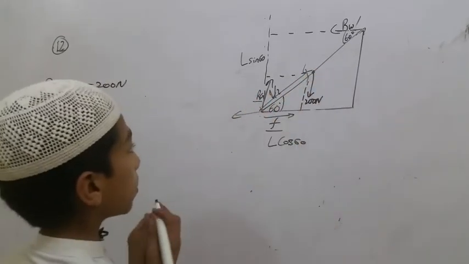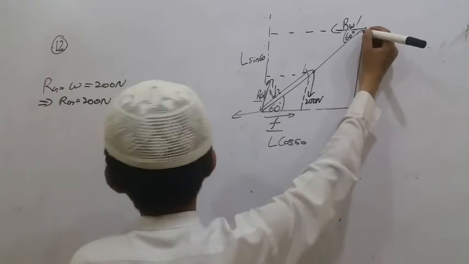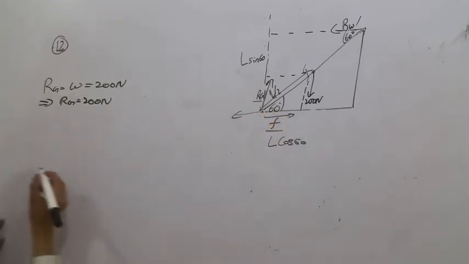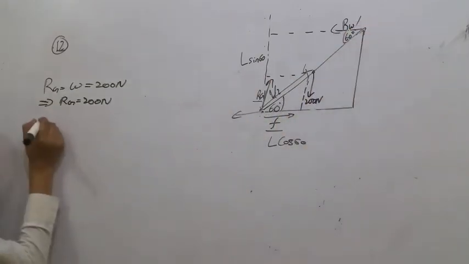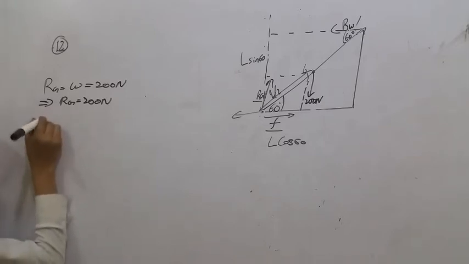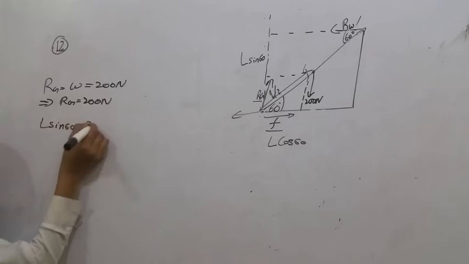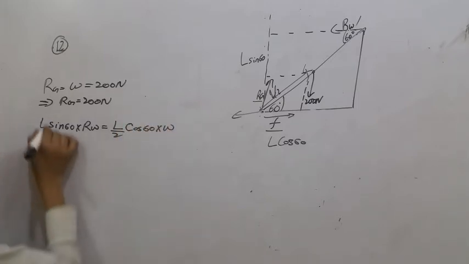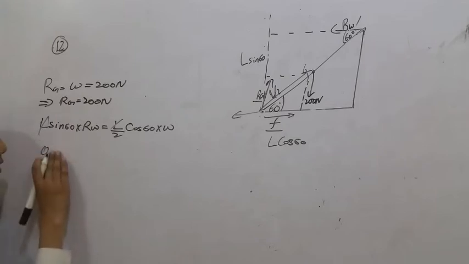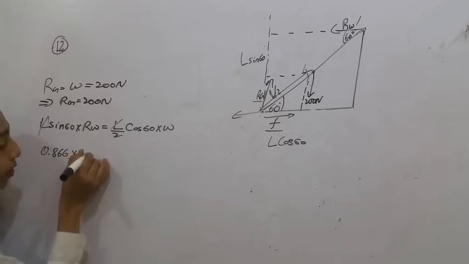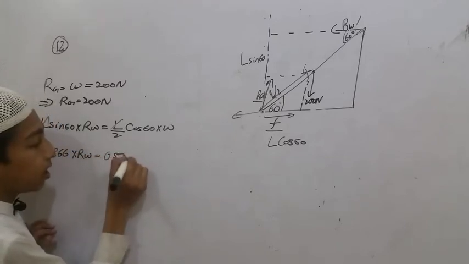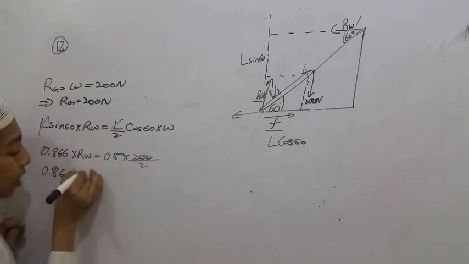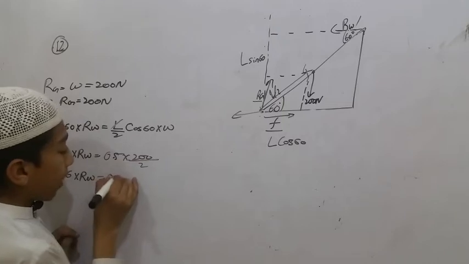So by taking moments at here, L sin 60 into Rw is equal to L divided by 2 cos 60 into W. So here sin 60 is 0.866 into Rw is equal to cos 60 is 0.5 into weight 200 divided by 2, so 0.866 into Rw is equal to 0.5 into 100.